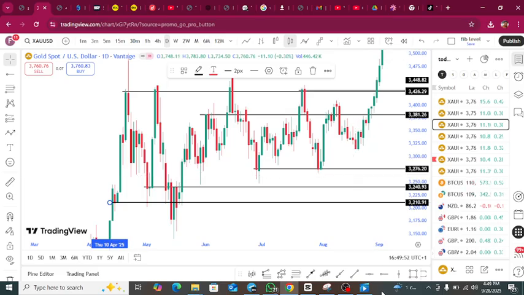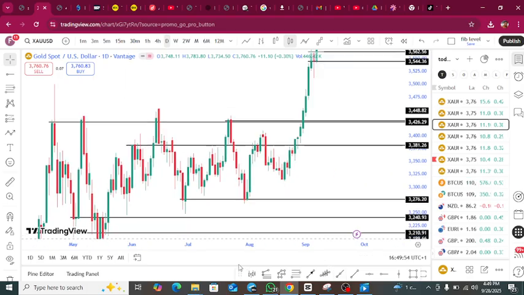Can you see how price got to this level here, for instance, and rejected? See the rejection on this candle. It got to this level, rejected on this and closed below it. Once you see this, it means this level is strong. Price is likely going to hold it and reverse once you see that rejection.